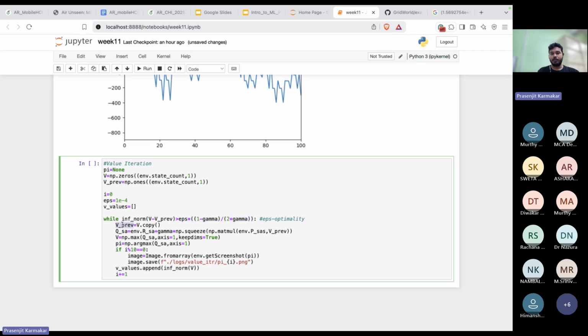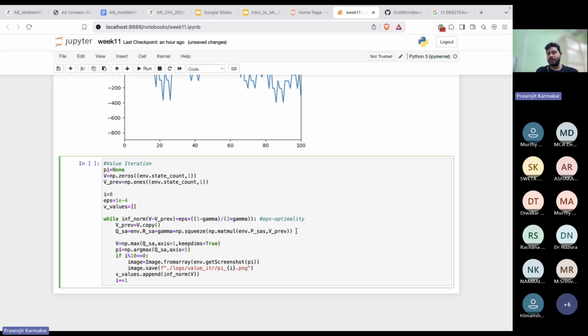Now what we are doing, we are copying v into v previous, updating the q function Q(s,a) to be the reward function plus gamma times the matrix multiplication of p and v. And then we take v. Now this is the improvement part, updating the value function for each state, the entire matrix.